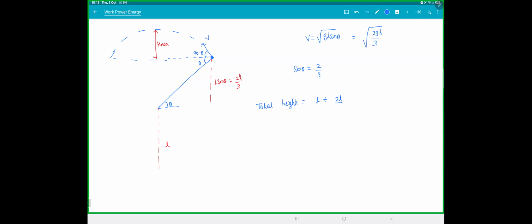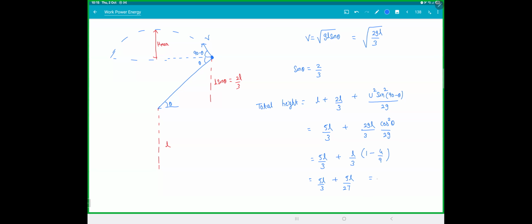L plus 2L/3 plus that H max, which is U square sin square theta, but here the angle is 90 minus theta, by 2G. This will be 5L/3 plus U square is 2GL/3. Sin square theta is 1 minus cos square theta, by 2G. 5L/3 plus L/3 cos square theta, which is 1 minus sin square theta, that is 4/9. That will be 5L/3 plus 5L/27.